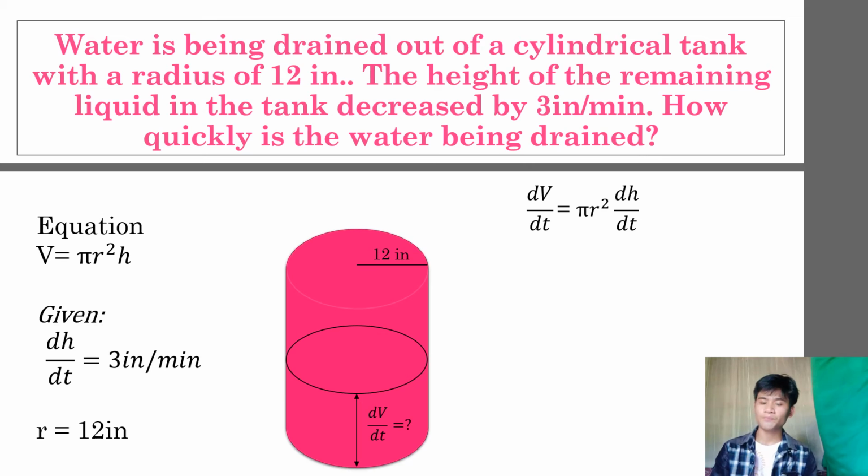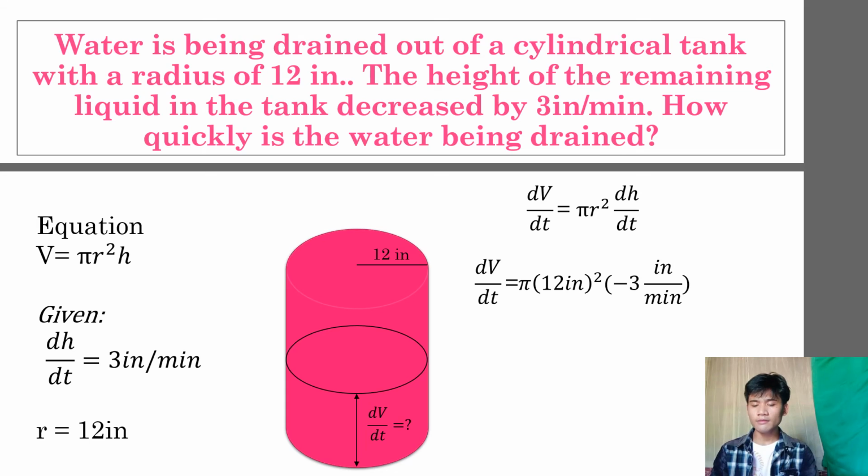So for our equation, the volume equals pi r squared h, differentiate that equation implicitly. We come up with dV over dt equal to pi r squared times dh over dt. We will not rearrange that, since we are looking for dV over dt. And because of that, just plug in the given values into that formula.